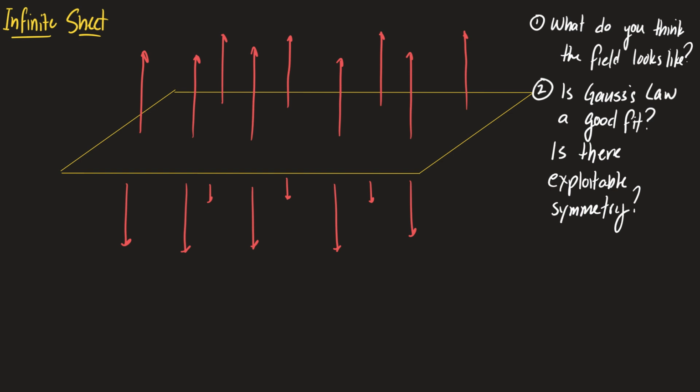Now, if there is, go along with Gauss's law. If there isn't, you're going to do something else. So I think there's exploitable symmetry here, which brings us to the next step. Choose your Gaussian surface carefully.